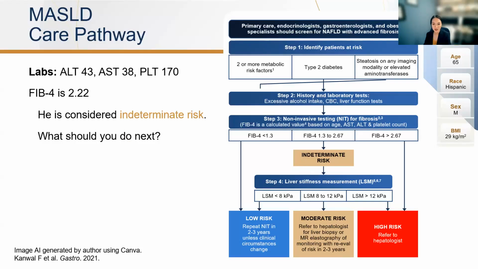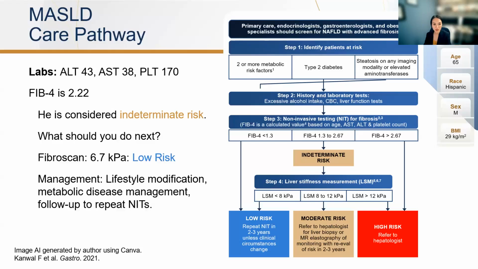So what should we do next? We subsequently complete a FibroScan, which is a non-invasive test, and his result is 6.7 kPa, which indicates low risk for liver stiffness. So he is low risk for significant fibrosis. He's not indicated for liver-targeted medication or GLP-1 in his case. So the prescription for him is lifestyle modification, including maximizing the metabolic disease management, and we will repeat the non-invasive testing assessment in about 1 to 2 years.